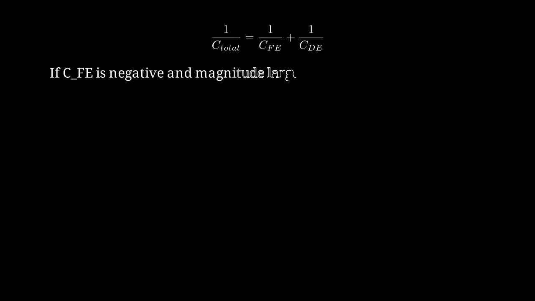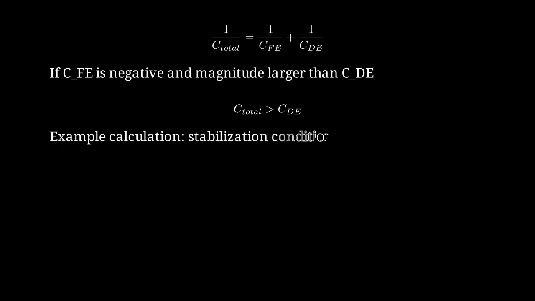If the ferroelectric capacitance is negative and its magnitude is larger than the dielectric capacitance, then the total capacitance can actually exceed the dielectric capacitance alone. Let's do an example calculation to see the stabilization condition. Suppose the ferroelectric has negative 10 picofarads and the dielectric has positive 8 picofarads.